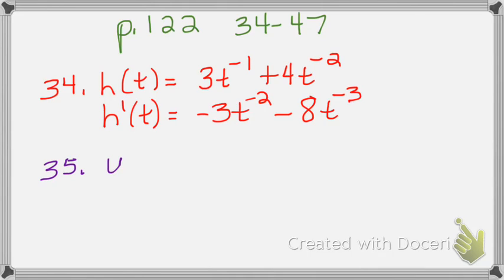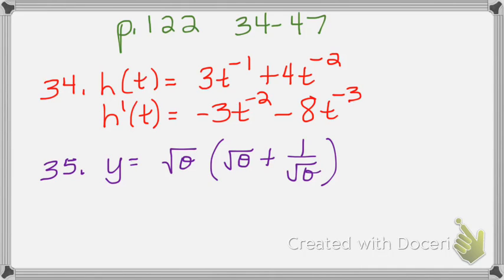Alright, on 35, the very first thing I would do is I would multiply everything by square root of theta. So when I multiply here, square root of theta times square root of theta is the same as square root of theta squared, which is theta. Now, if for some reason you change those to powers first, that would be theta to the 1/2 times theta to the 1/2. If you add those exponents, you get 1. So that's why it's theta to the first.